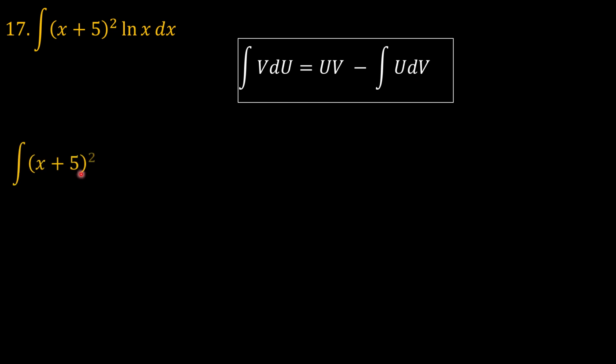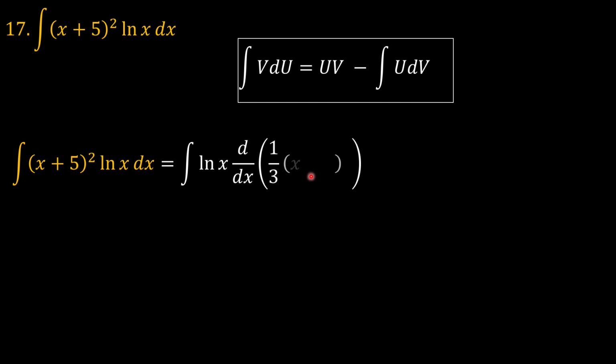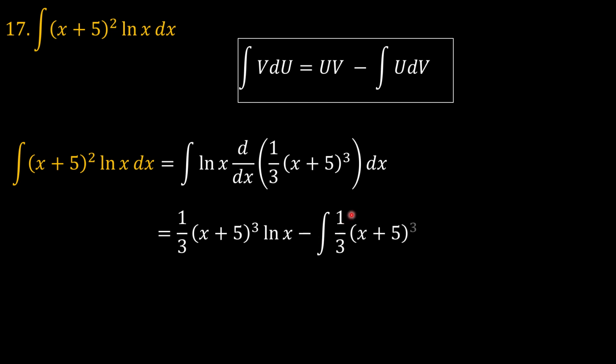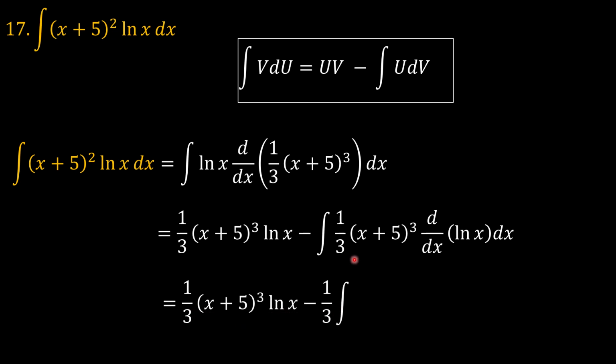So this becomes the integral of (x+5)² times the natural logarithm of x being equal to, we can express (x+5)² as the derivative of a third (x+5)³. So our uv becomes a third (x+5)³ times the natural logarithm of x, minus the integral of 1/3 (x+5)³ times the derivative of the natural logarithm of x. And so a third (x+5)³ times the natural logarithm of x minus a third, we pull this constant out, the integral of (x+5)³ times 1 over x, which is the derivative of the natural logarithm of x.